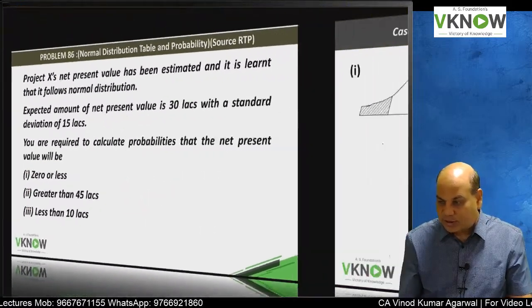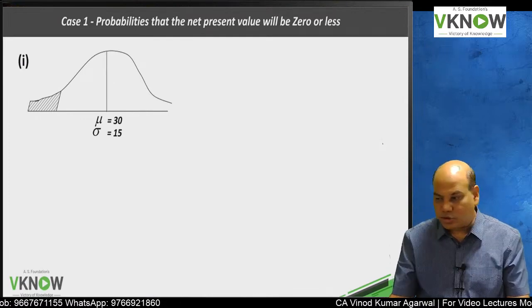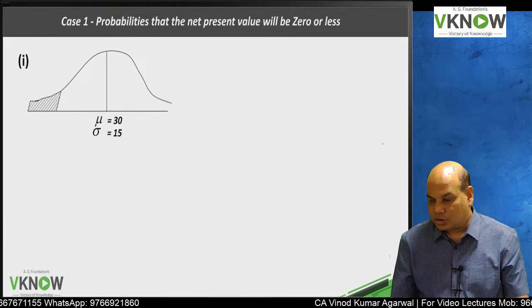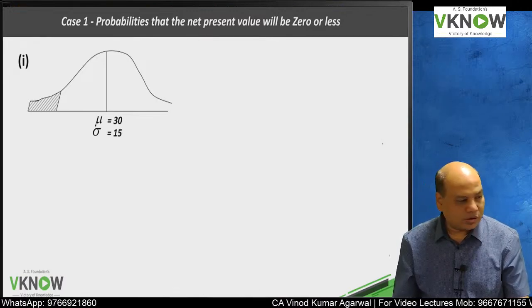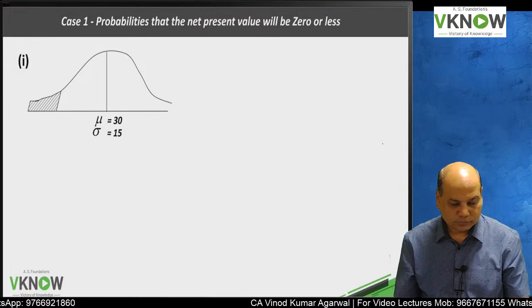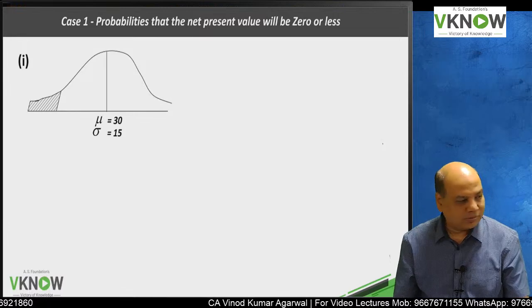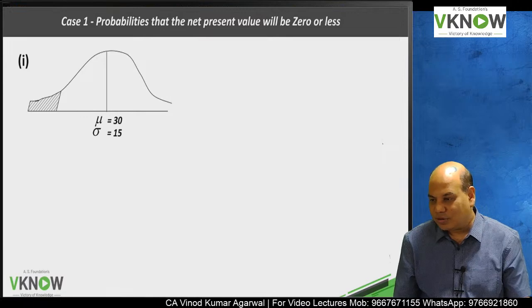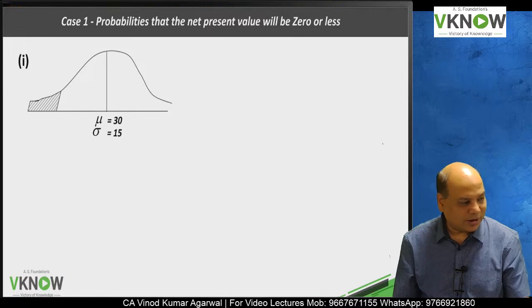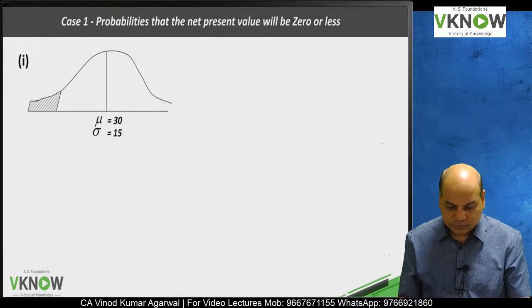So please write nicely. Now you can write in the notebook. Draw this normal distribution curve. It should look symmetrical. I have drawn it, but it's not very symmetrical. It should be symmetrical.